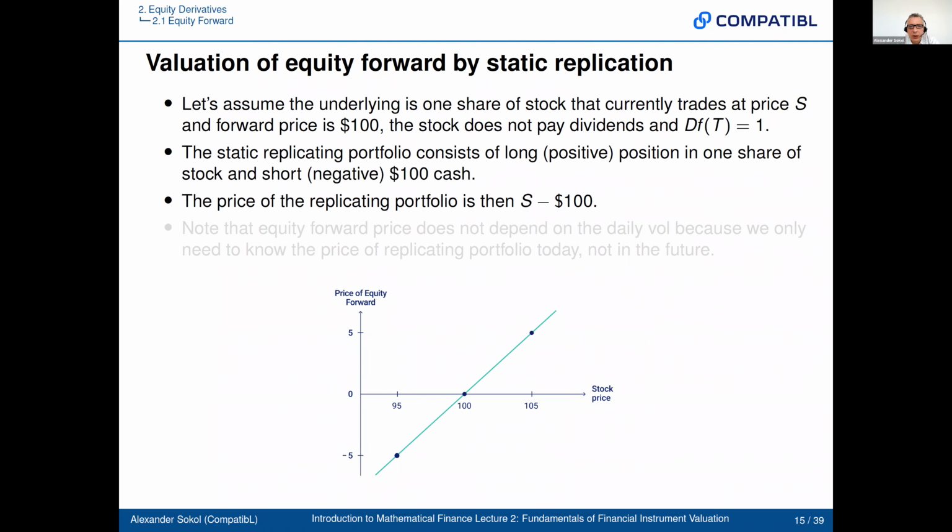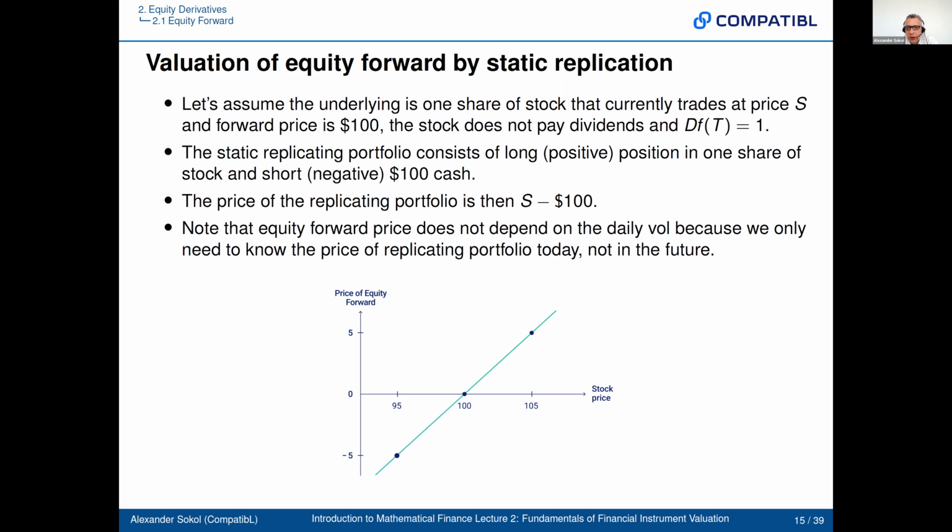So the price of entering into the replicating portfolio, into essentially acquiring the financial position, is buying one share of stock for $S and then making an obligation to give someone $100 cash. More precisely, you're buying the stock today, and then you're making an obligation to give 100 to someone. So it's S minus 100. The equity forward price, or the price of this replicating portfolio, which no arbitrage tells us should be the same as the equity forward price, does not depend on the volatility.